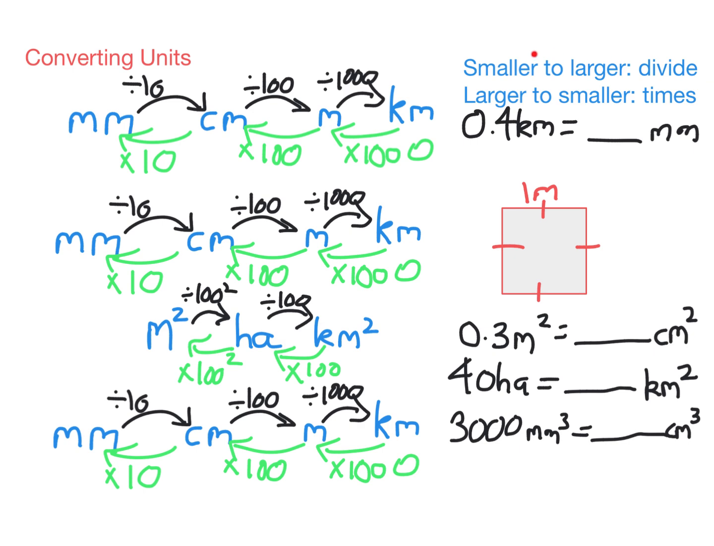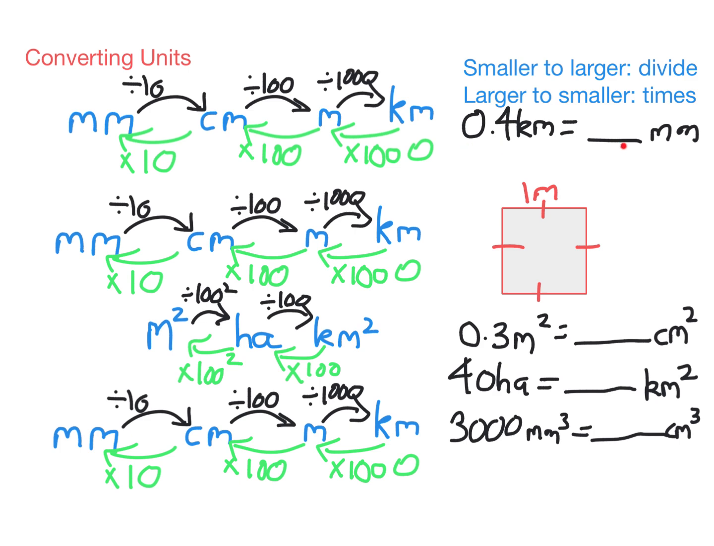So this tells you when you're going from a smaller unit like millimeters to a larger unit like centimeters, you divide because there are fewer of the large unit. There are fewer centimeters than millimeters. When you're going from larger to smaller, you times because there are more of the smaller units. So kilometer is larger than a meter. If you're going from kilometer to meters, you must times because there are more meters than kilometers.